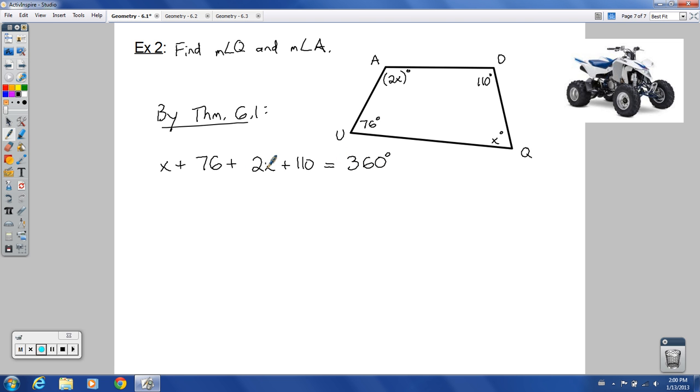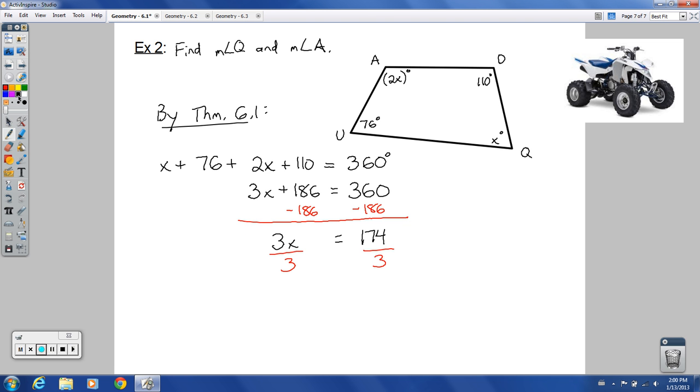From there, now it's an algebra problem. So let's combine like terms. We have x plus 2x on this side becomes 3x. 76 plus 110, that's going to be 186. And then from there, you can subtract your 186 from both sides. And that's going to leave you with 3x equals 174. And then if you divide both sides by 3, that gives you what x equals. And 174 divided by 3, I worked that out earlier, and I got x equals 58. Okay, so this is not our final answer, but very important to get our final answer.